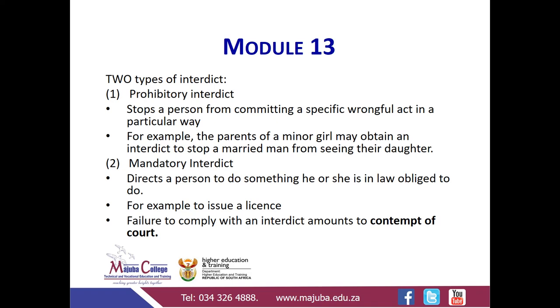So there are two types of interdicts. There's a prohibitory interdict and a mandatory interdict. The prohibitory interdict is self-explanatory. It stops a person from committing a specific wrongful act in a particular way. For example, the parents of a minor girl may obtain an interdict to stop a married man from seeing their daughter. Two, the mandatory interdict. A mandatory interdict directs a person to do something he or she is in law obliged to do. For example, to issue a license.